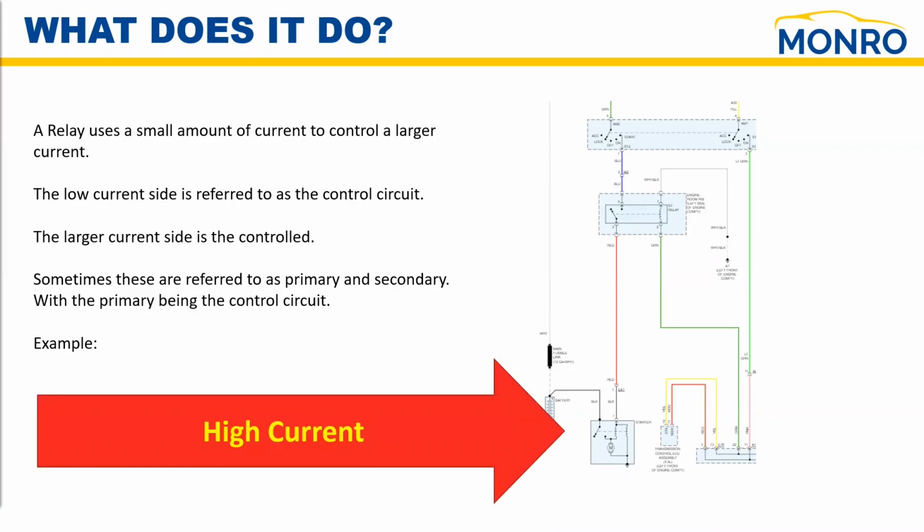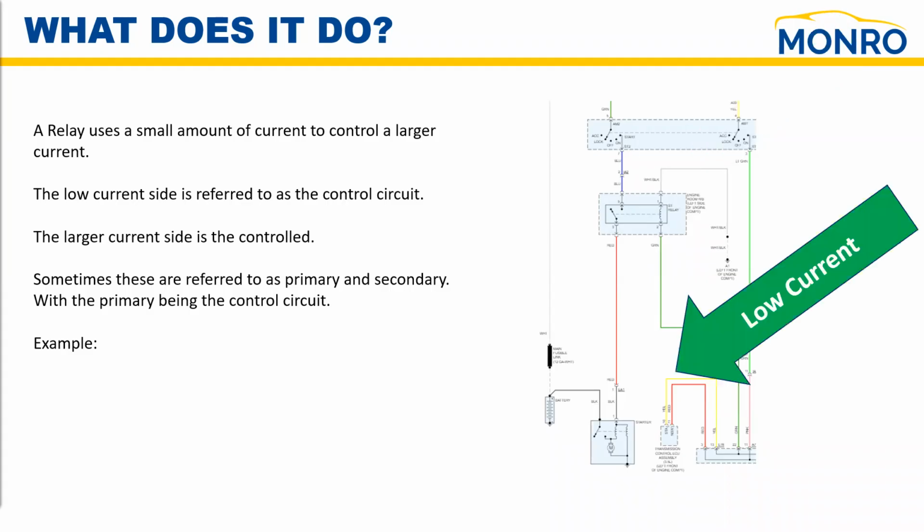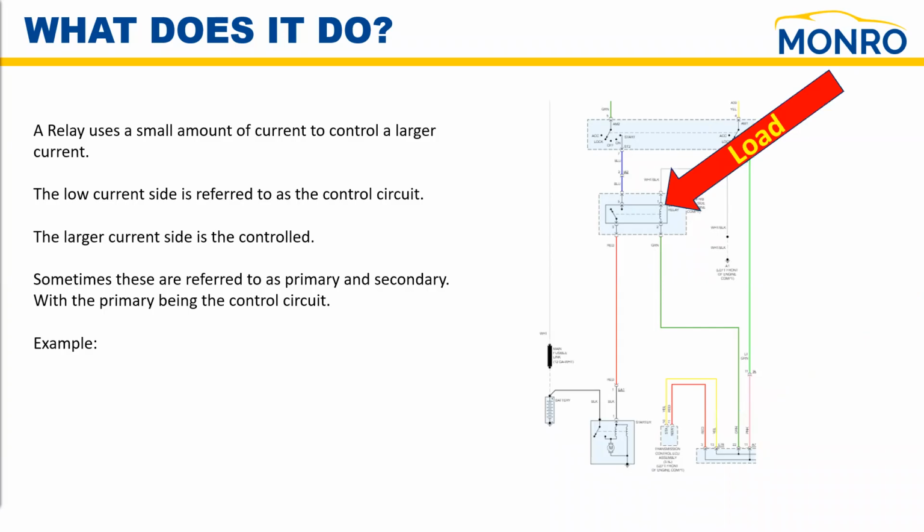Here's an example. If we looked at the starter motor, it really needs a lot of current. And if I had to run wiring all the way up to the ignition switch, large enough to handle a starter motor, it would just use too much wire. So what are we doing at that point? We're going to use a very small amount of current through the relay to control that much larger current.